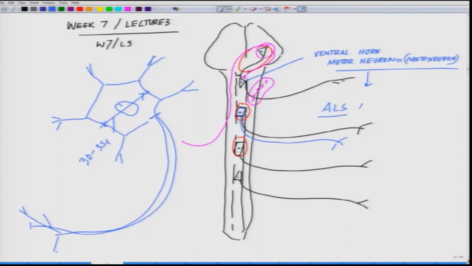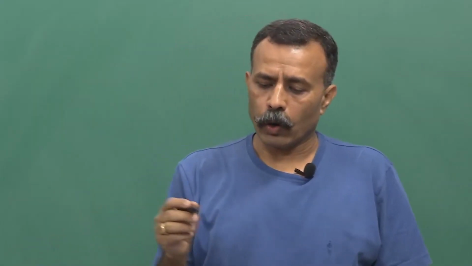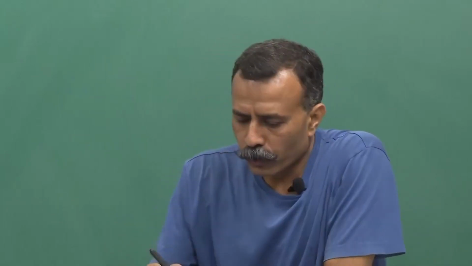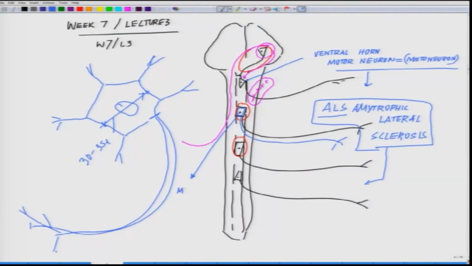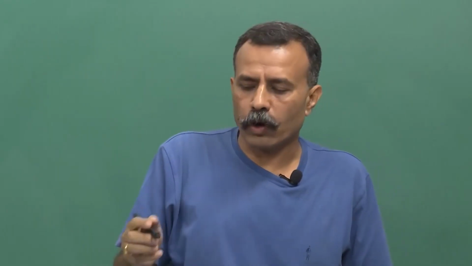So in ALS or amyotrophic lateral sclerosis, a disease which has affected several people across the world, only one subfragment of it is known, which is those who are having a mutation in the SOD, superoxide dismutase. So the SOD mutant accounts for probably only 1 or 2% of ALS patients.